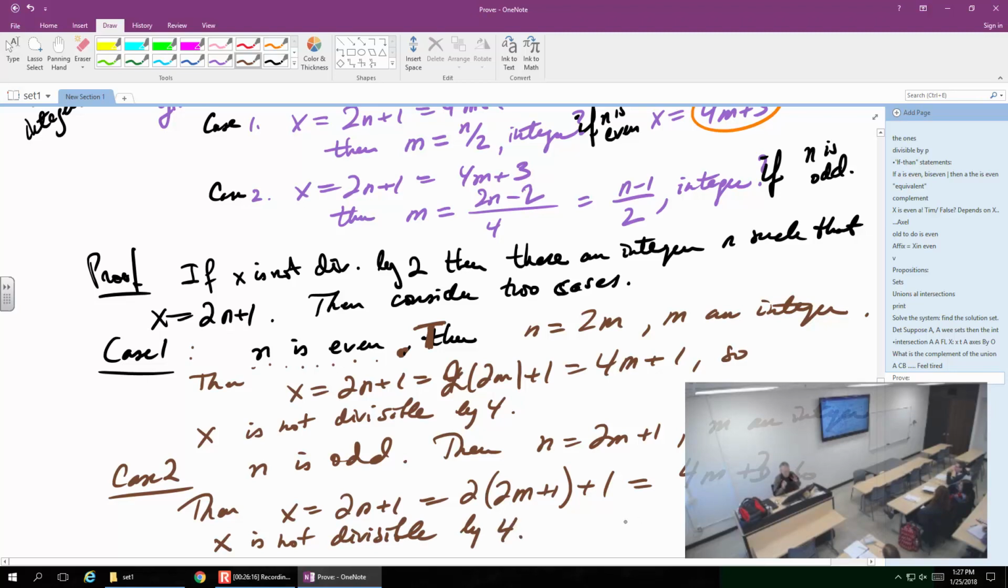Okay, so what do we say at this moment? What's the question? What do we say now? Where are we at this point? So if x is not divisible by 2, then it's not divisible by 4. Right, which is our theorem. In other words, we're done.